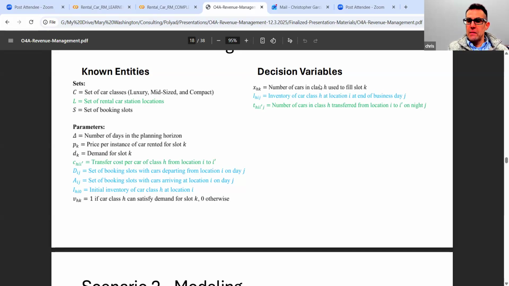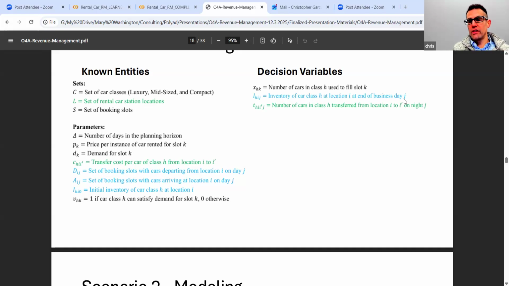Okay, now we're going to use our same variables, because again, the booking slots, we don't have to think about the actual location of the booking slots because that's reflected here in the D_IJ and the A_IJ. Okay, but we're going to adjust our inventory variable to be I_HIJ, which is the inventory of car class H at location I at the end of business day J.